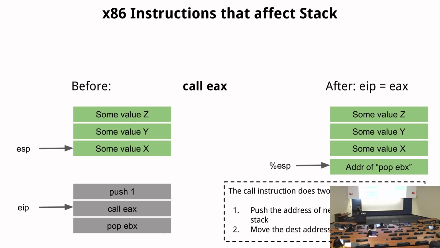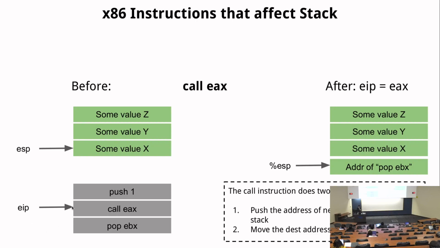The code we have before this call EAX was a push 1 instruction, so technically the value here is 1. Then there is a call EAX instruction, then pop some instruction. Now EIP points to call EAX, which means the next instruction to be executed will be this call EAX instruction. Now we execute this instruction.